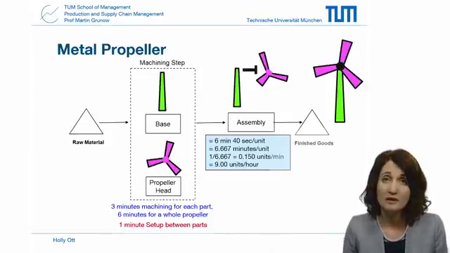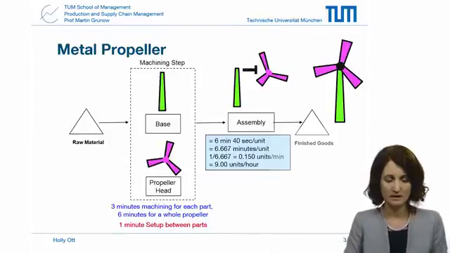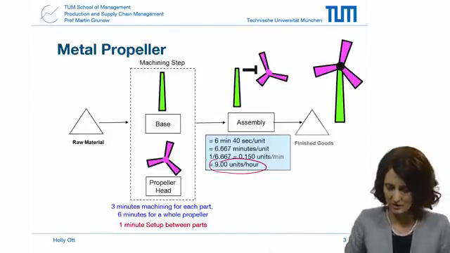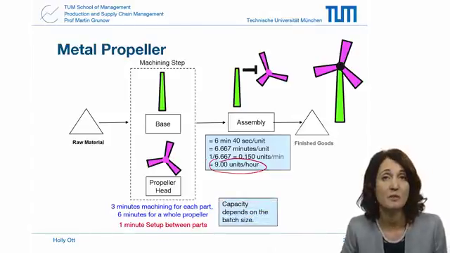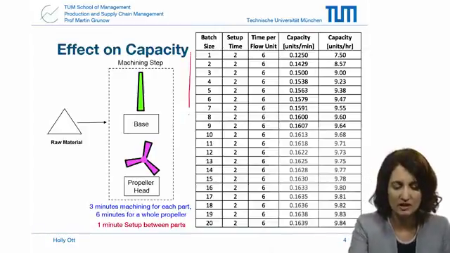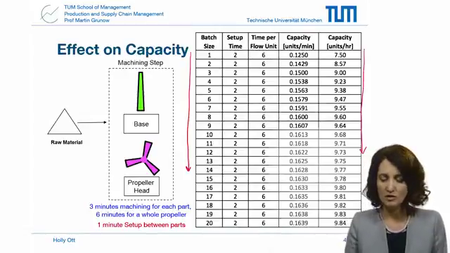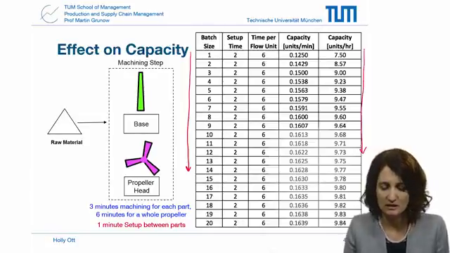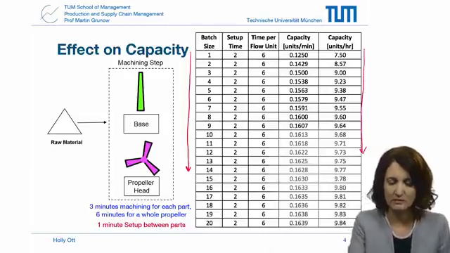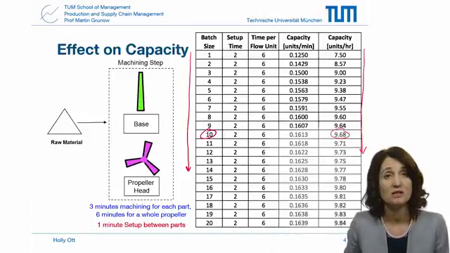So looking at our propeller example, we have a capacity of 9 units per hour at assembly here. And at the machining step, however, we found out that the capacity depended on the batch size. Here we looked at the data. The larger the batch size, the larger the capacity. So what would we do? Let's pick a good batch size here at machining so that we're not limited by our setup times. How about a batch size of 10? It gives us a capacity of 9.68 units per hour.